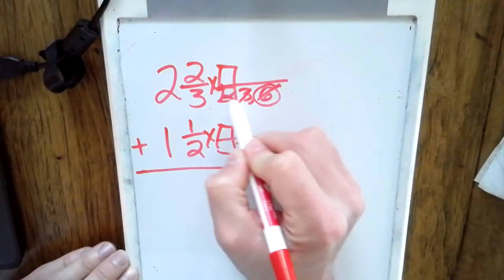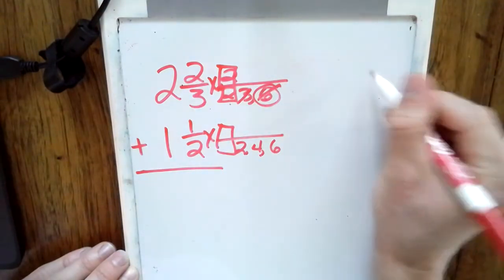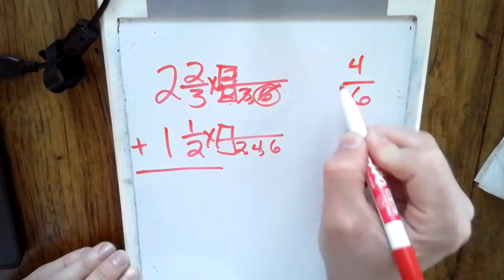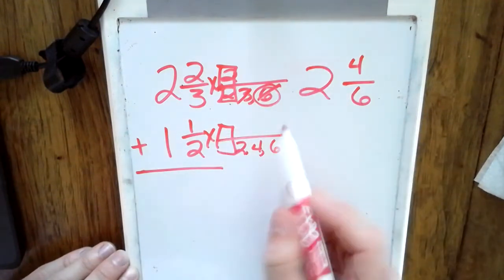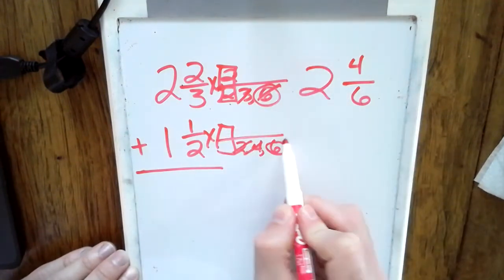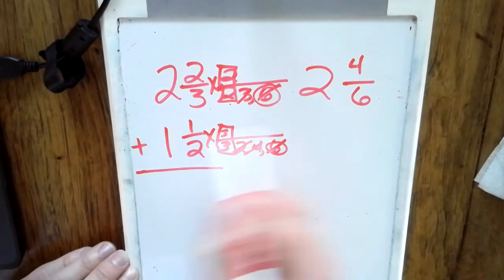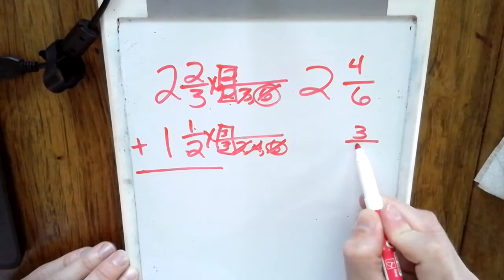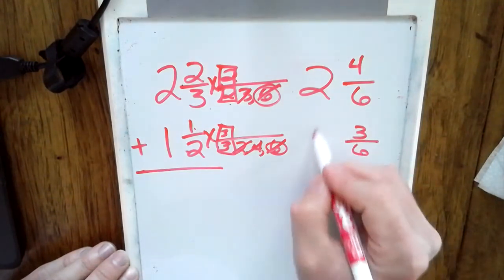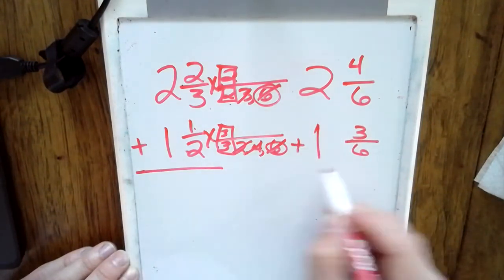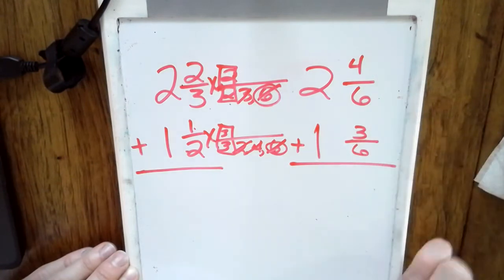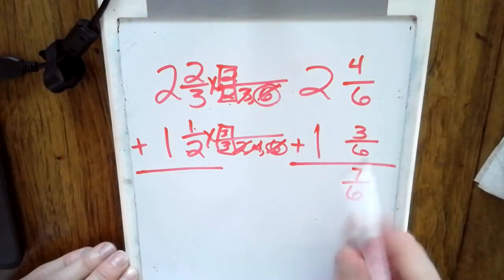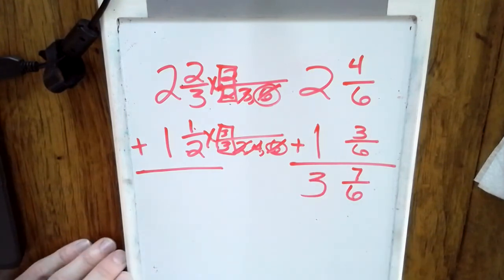Here I use two numbers, 1, 2. 2 times 2 is 4, 3 times 2 is 6, and I'm going to bring this 2 over. Here I used 1, 2, 3 numbers. 1 times 3 is 3, 2 times 3 is 6, and bring my 1 over. And I'm adding. 4/6 plus 3/6 is 7/6, and 2 plus 1 is 3.